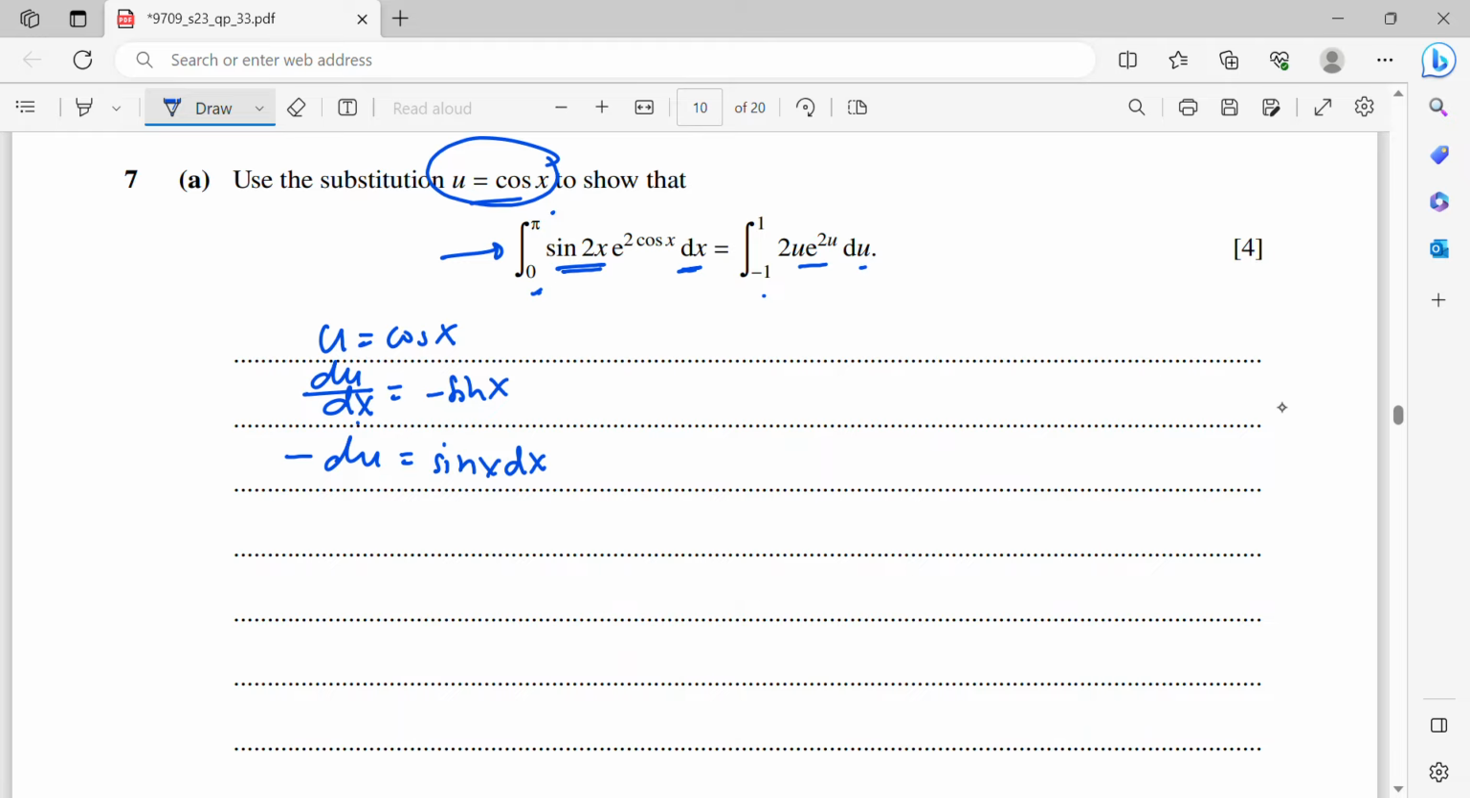For the limits, x equals 0. So when x equals 0, your u is cos 0, which is 1. When x equals pi, u is cos pi. Cos pi is minus 1. So from here, 0 to pi sine 2x.